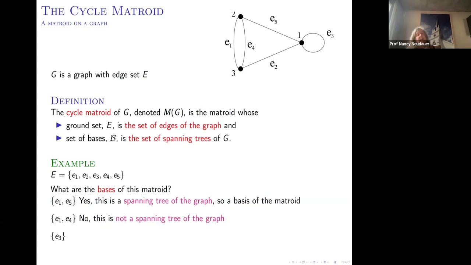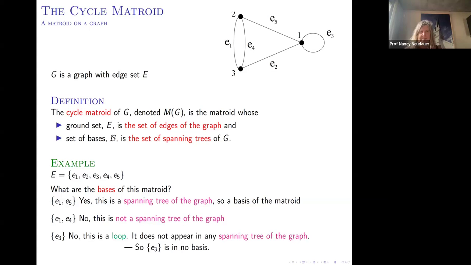So not a spanning tree of the graph because it had a cycle and it didn't reach every vertex. So we had two problems there. What about E3? E3 is a really important element here because not only is this not a spanning tree, it doesn't appear in any spanning tree. So we have an element of the matroid, or an edge of the graph, that's in no basis.